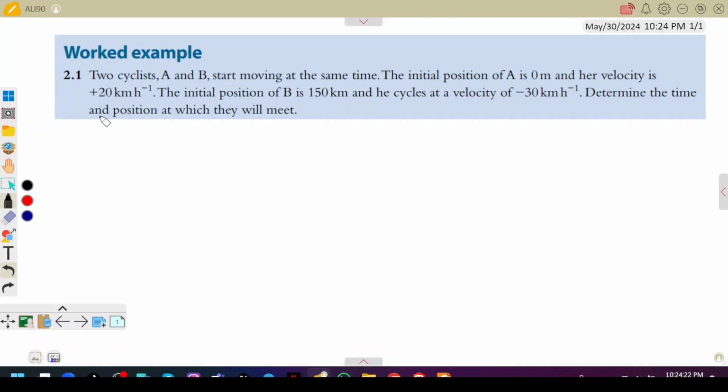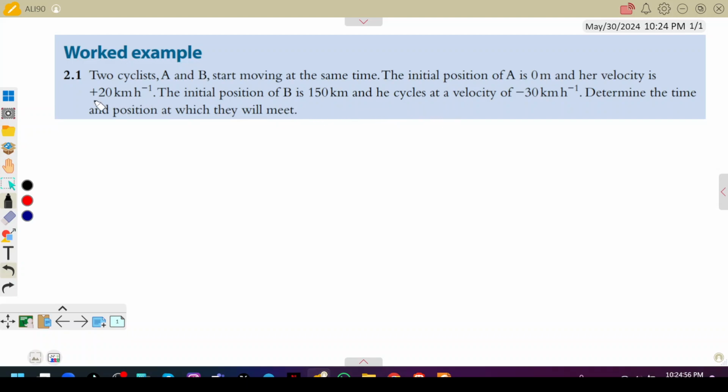Alright, so we have this working example about mechanics. We have two cyclists, A and B, who start moving at the same time. The initial position of A is 0 meters and her velocity is positive 20 kilometers per hour. The initial position of B is 150 kilometers and he cycles at a velocity of negative 30 kilometers per hour. Now the question is to determine the time and position at which they will meet.